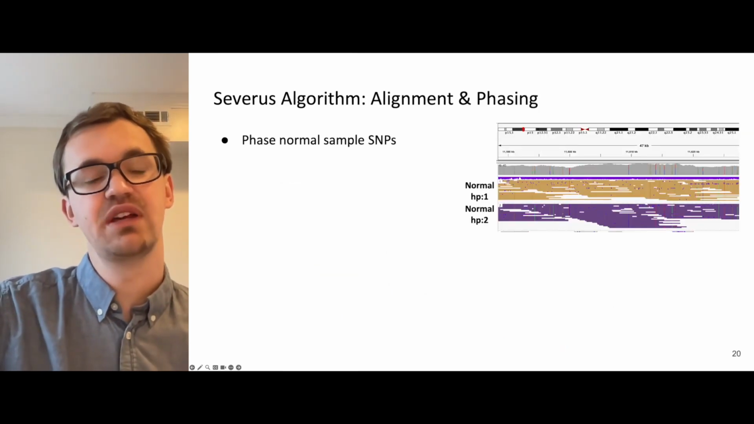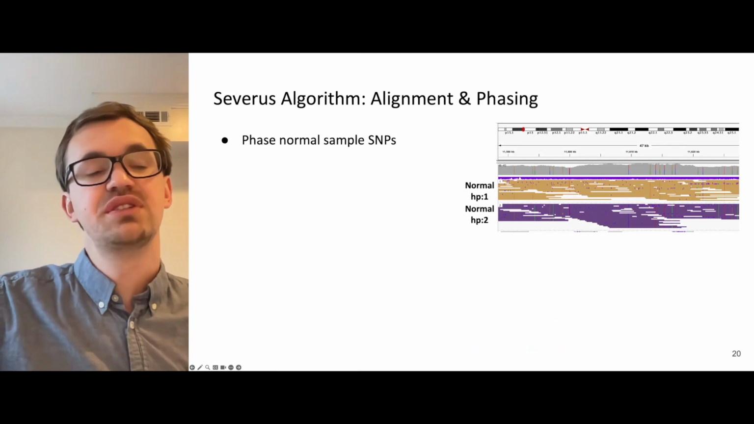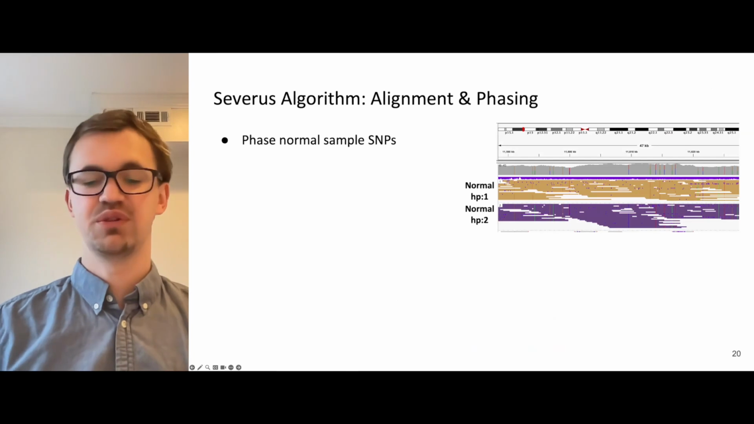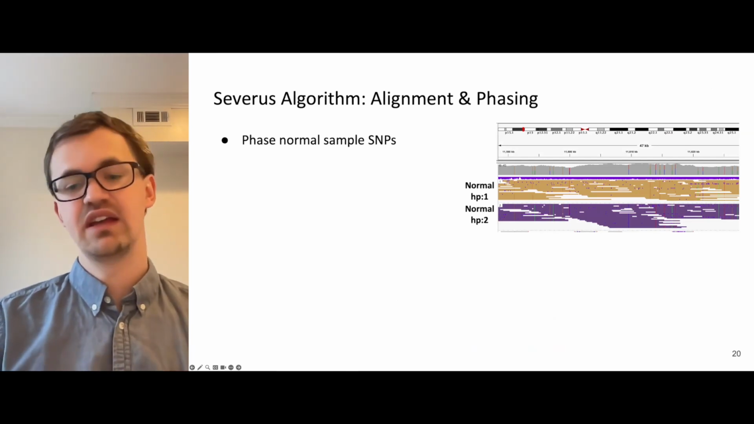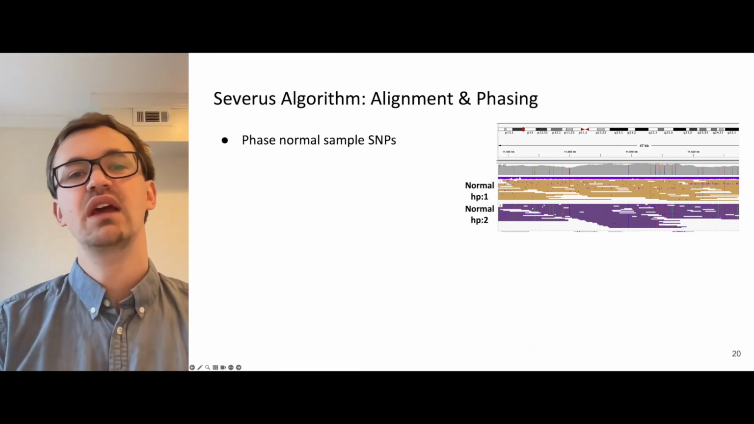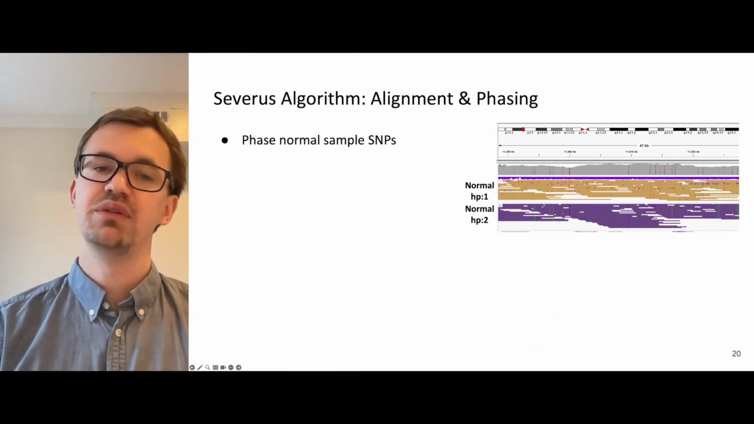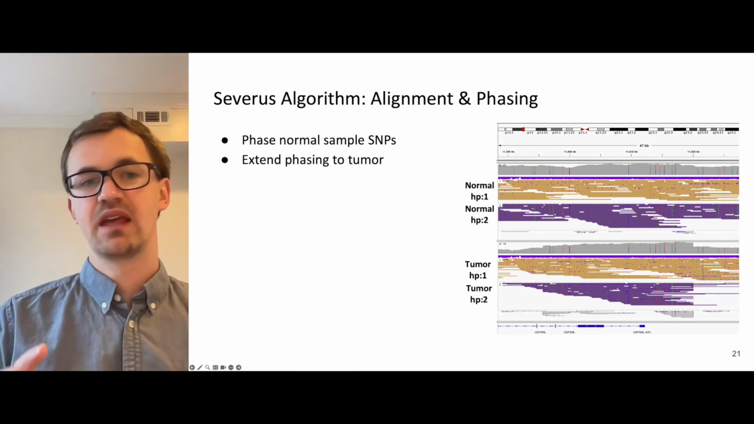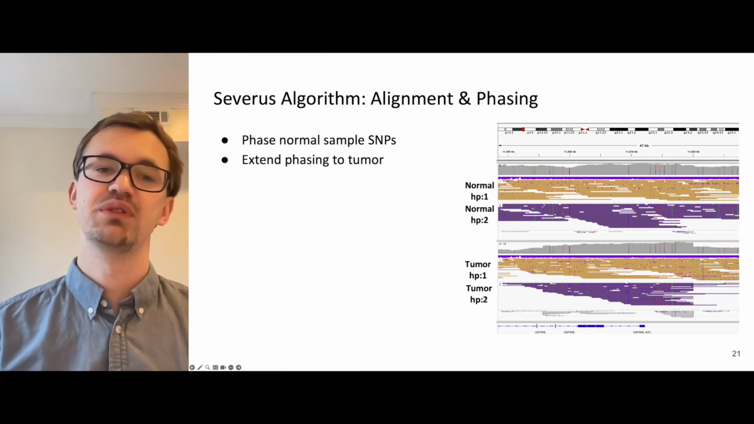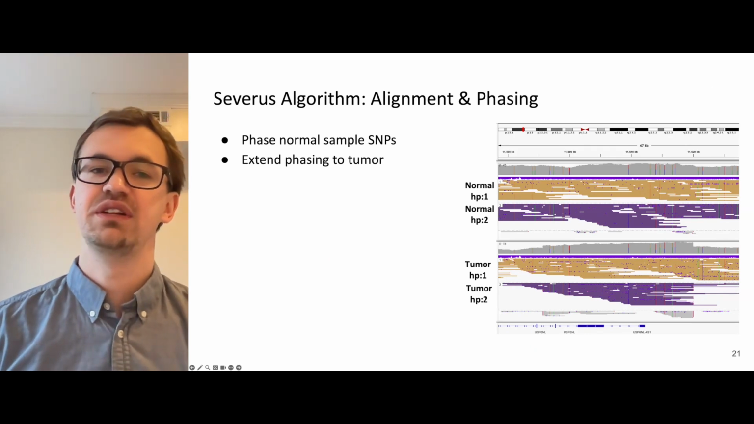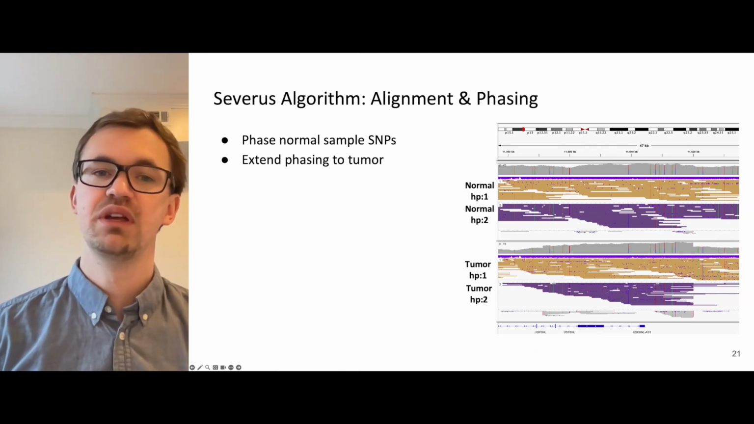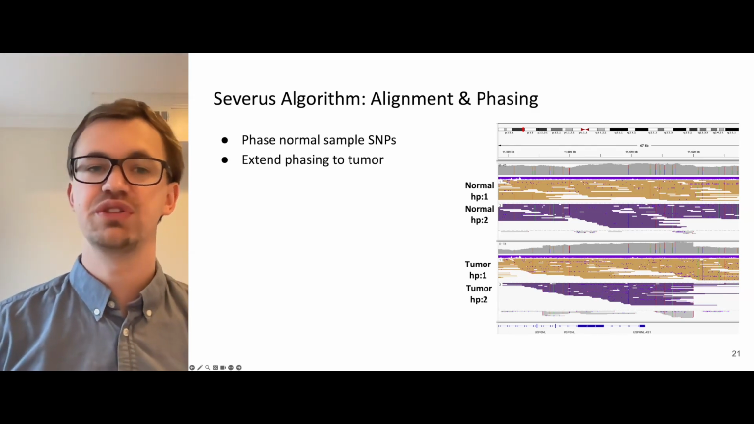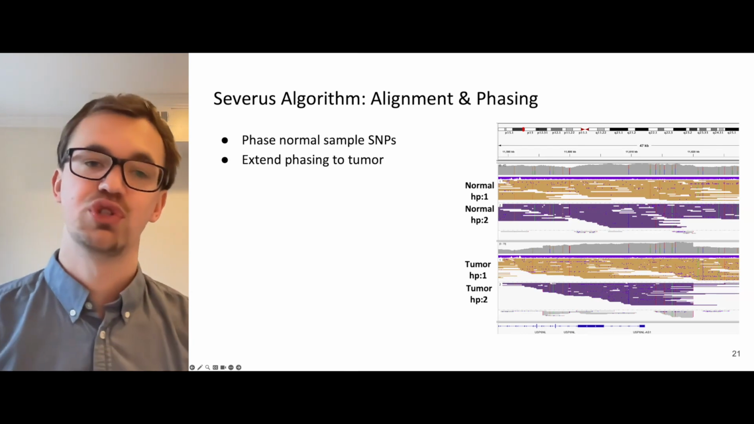I will briefly describe the algorithm. We start by detecting the germline variants in the normal sample, if the normal sample is available. If not, they actually can be detected from the tumor sample as well. And we use these variants to haplotag the normal reads. Then we extend this phasing and haplotagging into the tumor sample. Here you can see on the top the phased normal sample, and on the bottom the tumor sample, with one haplotype completely untouched. The other haplotype has an inversion.